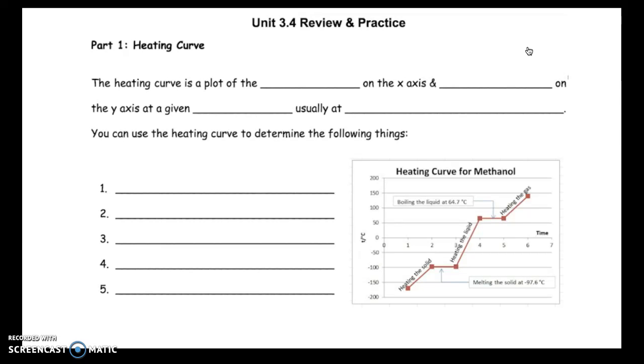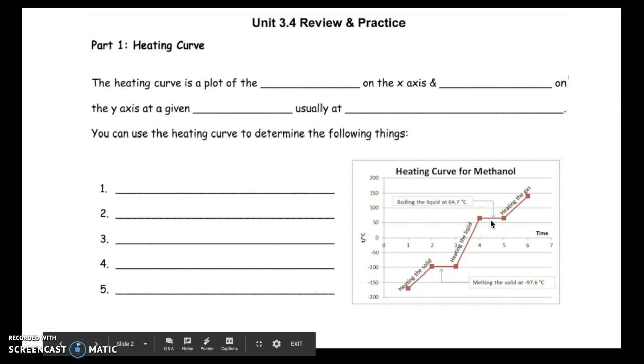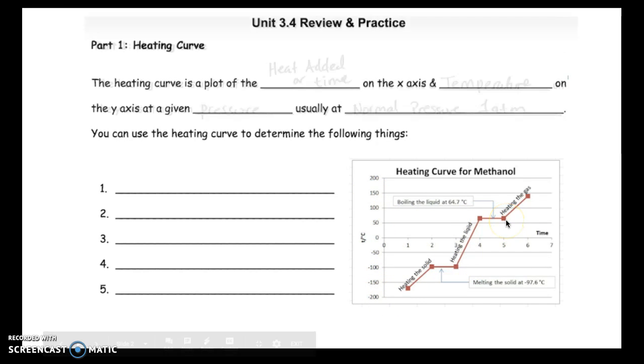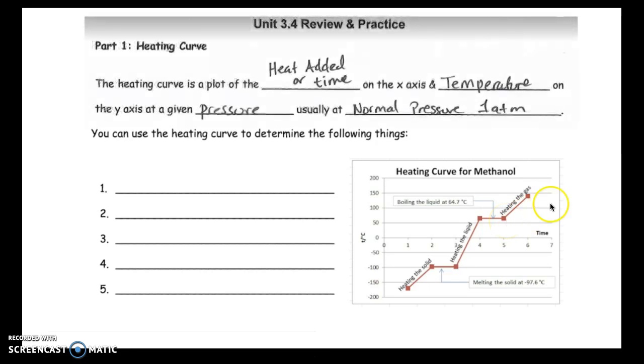Let's quickly review what a heating curve is. As you probably remember, a heating curve is a plot of temperature versus heat or time. On the x-axis, you can have either heat or time. In this example, we have time. Our x-axis is sort of in the middle of this plot since the temperature goes in the negative range. And then on the y-axis, we have the temperature. It's important to note that it's usually at a given pressure, and that's usually normal pressure, 1 atmosphere. Take a moment to write this down in your notes.